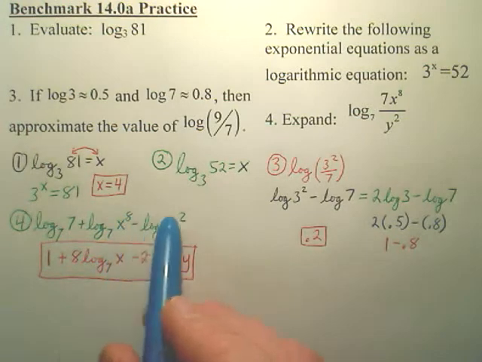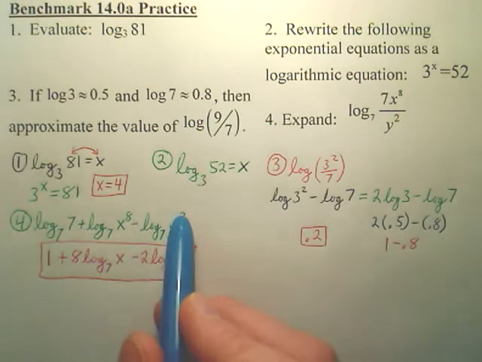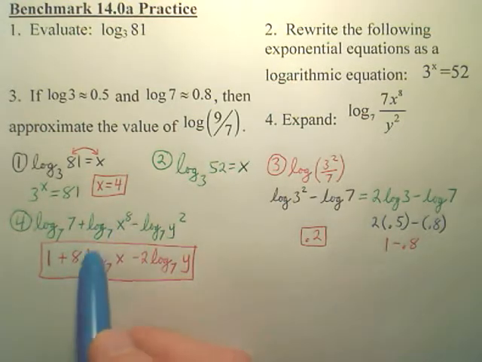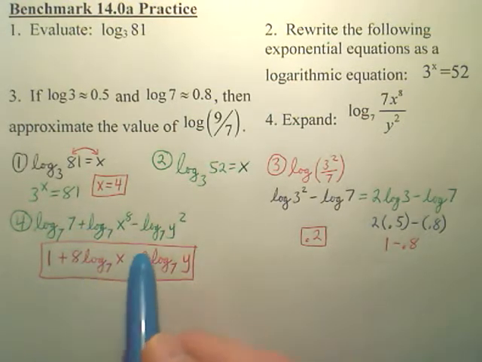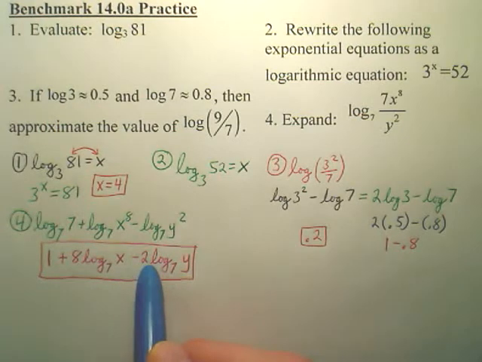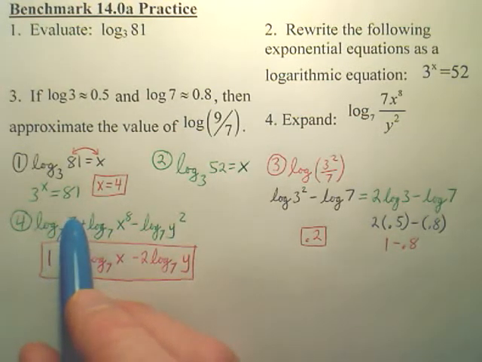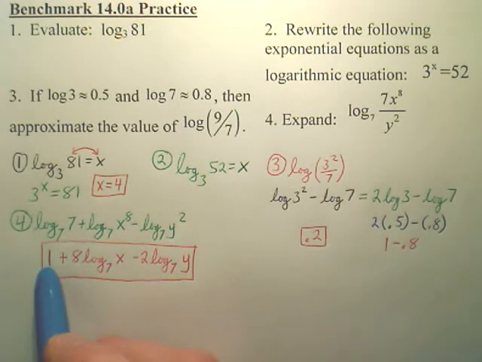And then all powers, this squared, this 8 and the squared, have to jump out in front. So that's where the 8 jumps out here in front of the log, and the 2 jumps out here in front of the log. And then log base 7 of 7, anytime you have the same base as the number inside of the log, it's 1. So you can actually simplify this one a little bit too.